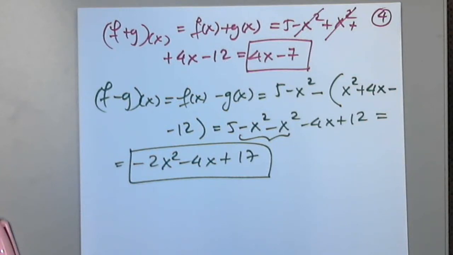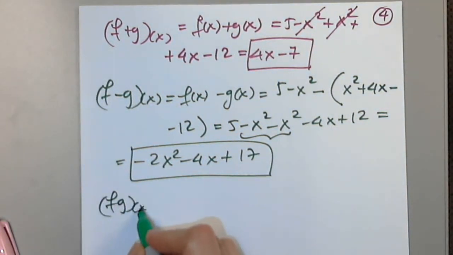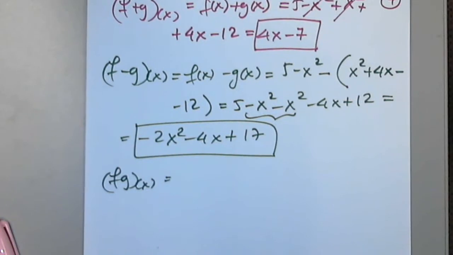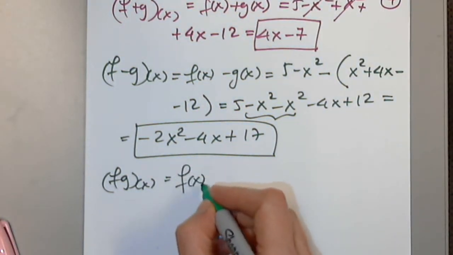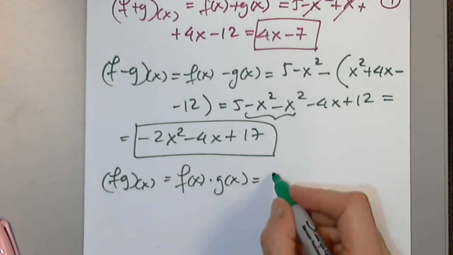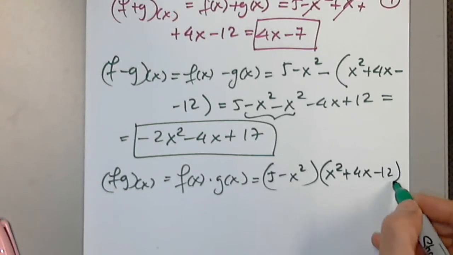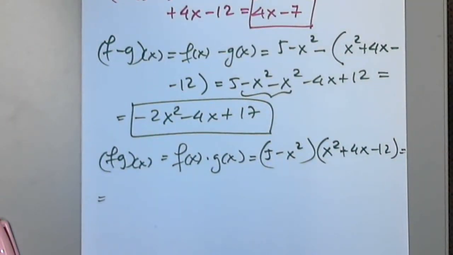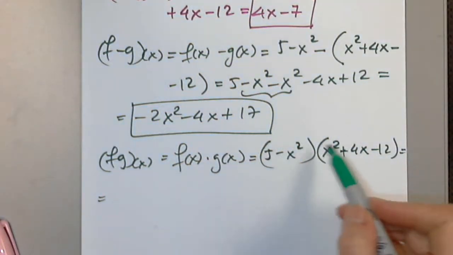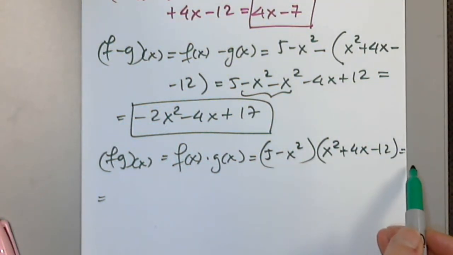So FG, by definition, this means F of X times G of X. I have to write the definition so I don't make a mistake. I replace 5 minus x squared, and I multiply it by x squared plus 4x minus 12. I have to distribute. I distribute 5 to 3 terms and then negative x squared to 3 terms. It's always fun distributing a binomial into a trinomial. Are you with me? Is everyone okay so far? Yes? Okay.